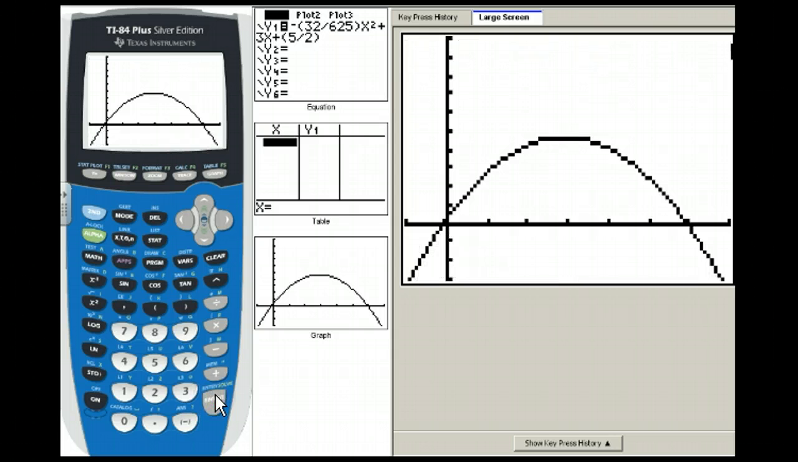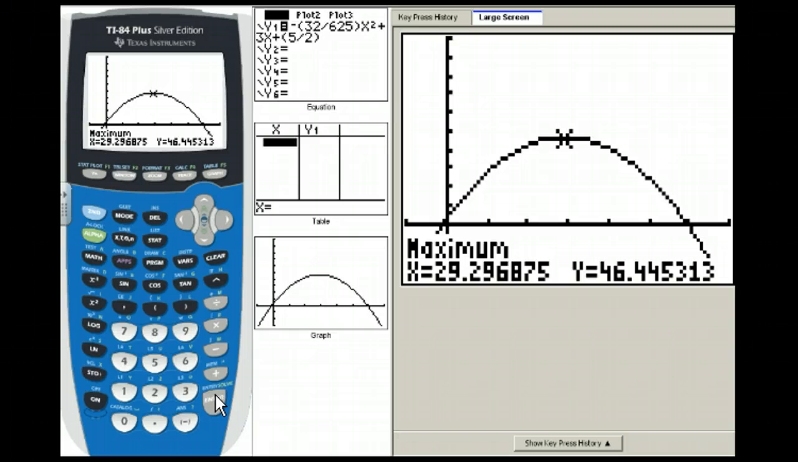It's not so important in this context where to guess, but I put the cursor on what looks like the highest point, and I hit enter, and it tells me the maximum is at 29.29 for the x, and the y is 46.445, etc. That tells me 29, almost 30 yards away from wherever Chris Moore punted the ball, it reached a height of 46.5 feet.